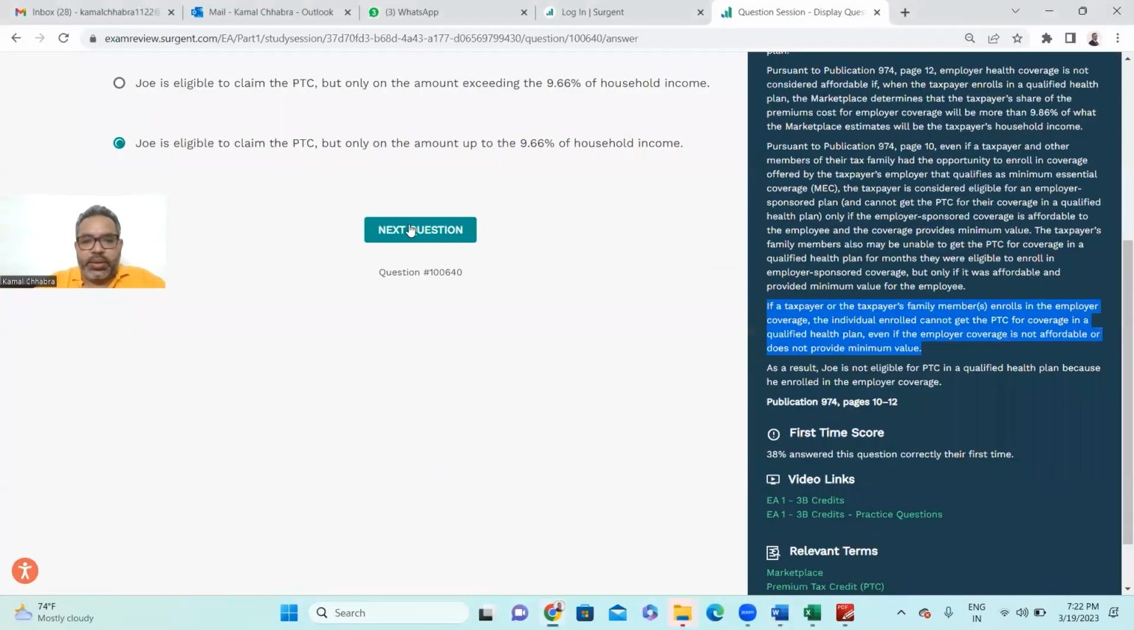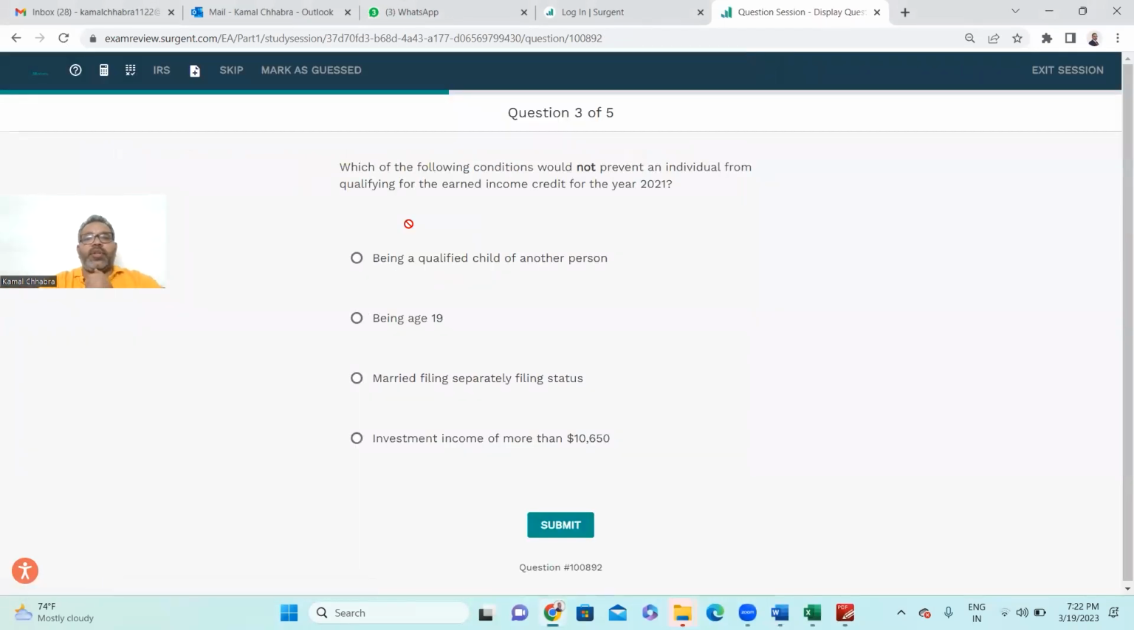Cool. Okay, let's go ahead with the next one. Third question, which of the following conditions would not prevent an individual from qualifying for earned income credit? There are so many questions on earned income credit and child tax credit. These two look very important for exam purposes.